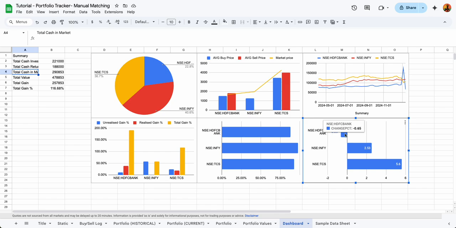This just tells you that HDFC Bank went down by 0.65% in the previous market session. Infy rose by 2.53% and TCS rose by 5.6%.